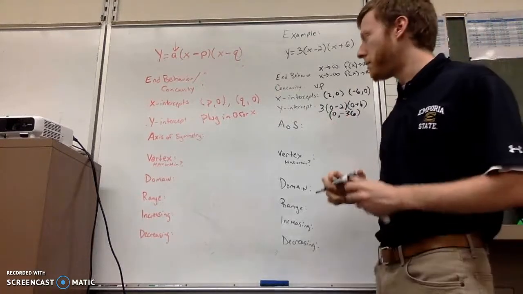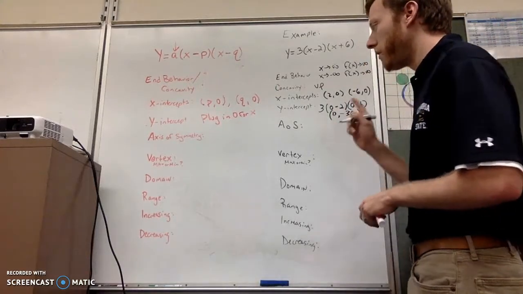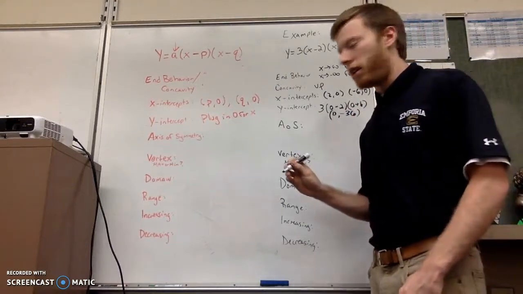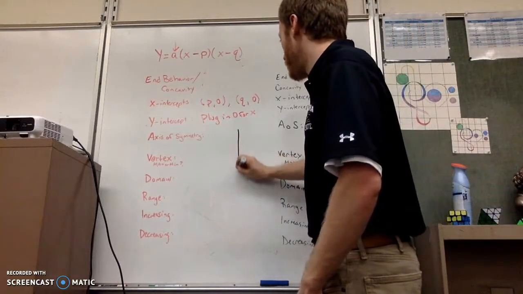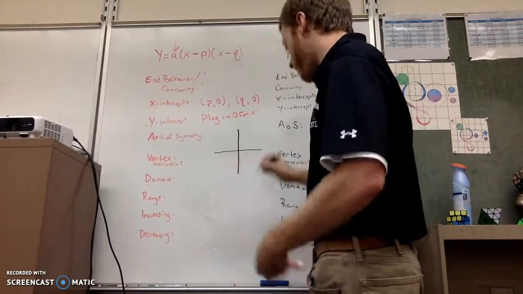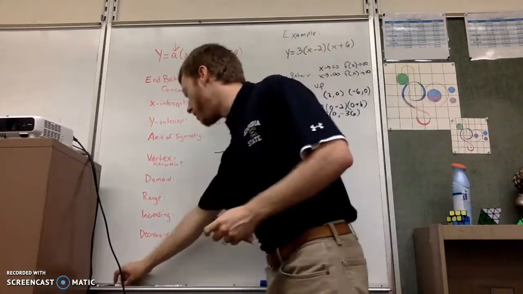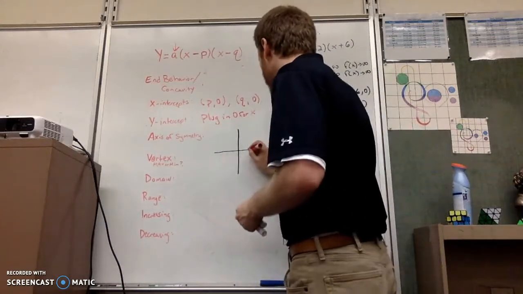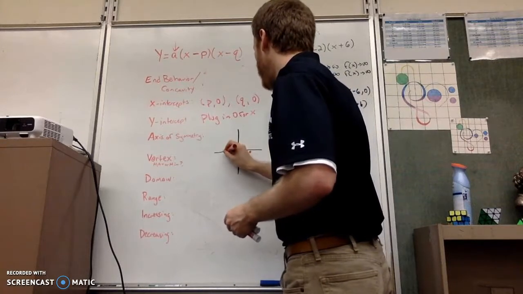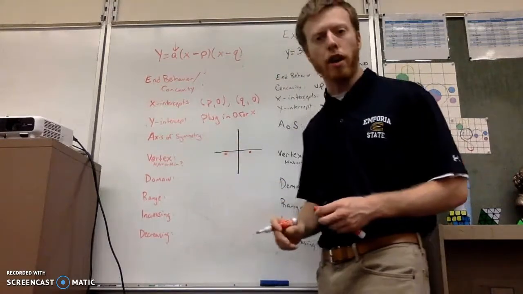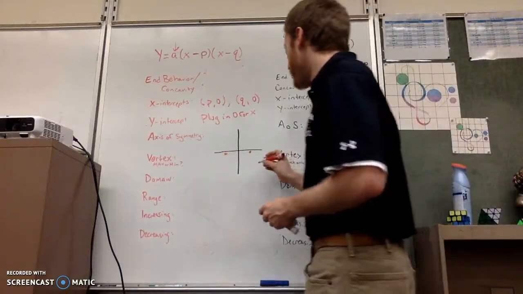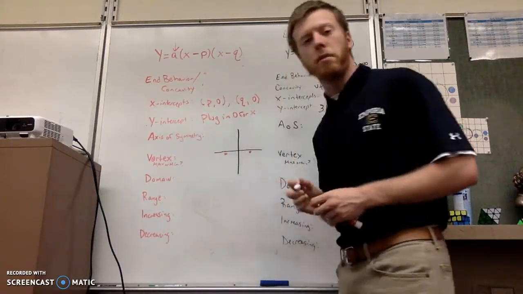All right, so now let's talk about the next one. This is where it gets a little tricky: finding the axis of symmetry. Let's plot what we know so far. This is our graph. We know that we've got our x-intercepts, and I'm doing it right below the graph just so you can see them. We know that we've got our intercepts something like that.